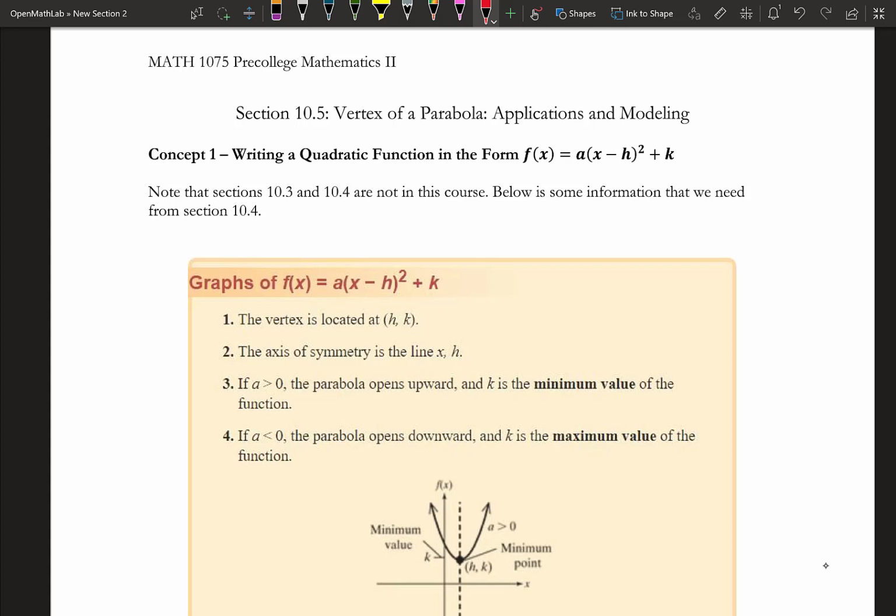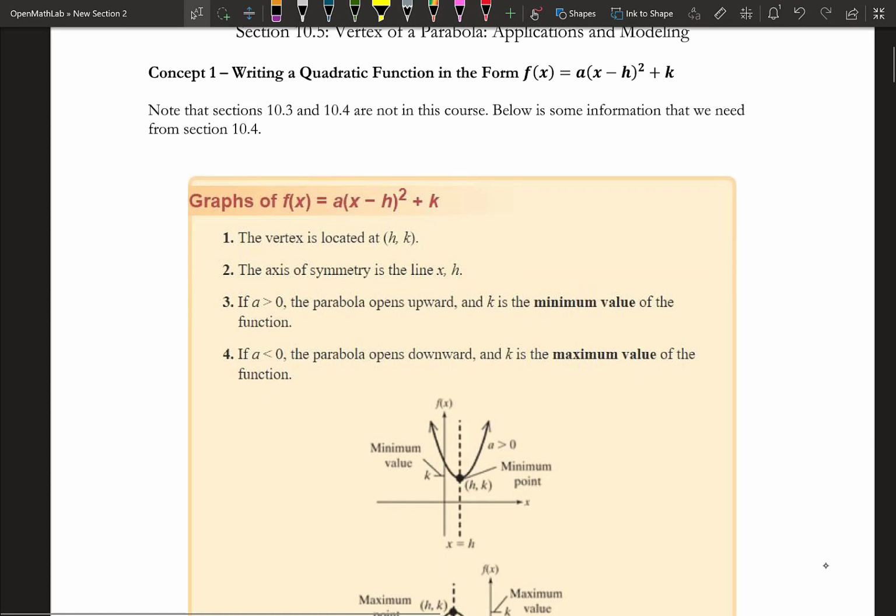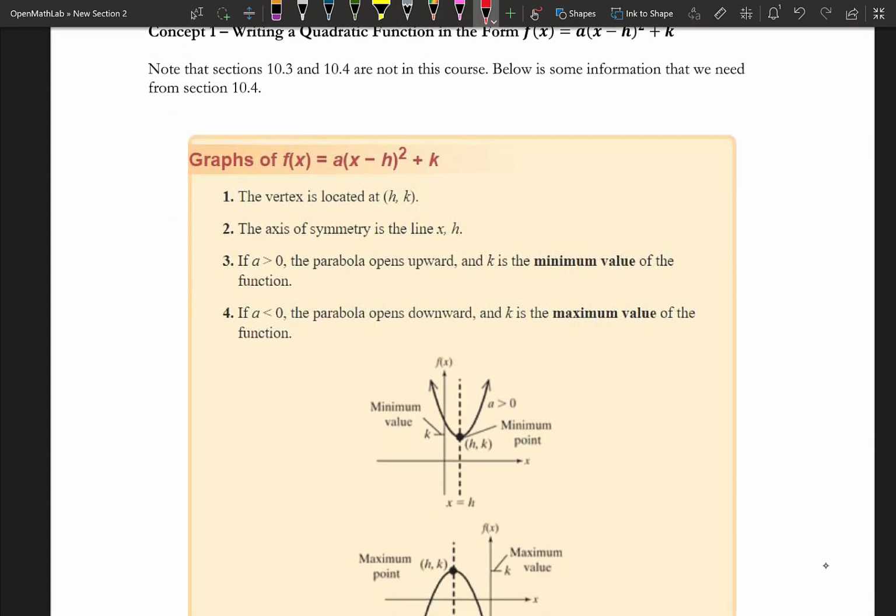Hi class. So we just have two sections left in the class. Note that sections 10.3 and 10.4 from the textbook are not in this course. However, to understand section 10.5, there is some information from section 10.4 that we need to review, and I have that information here below.